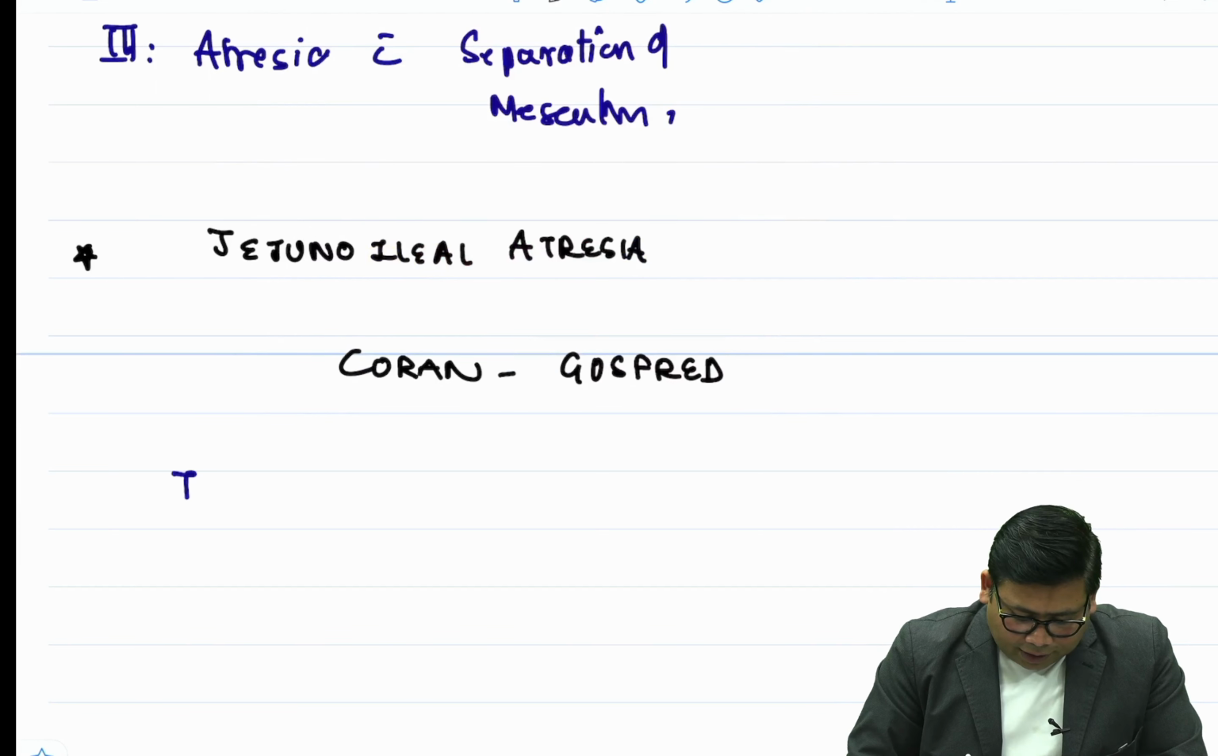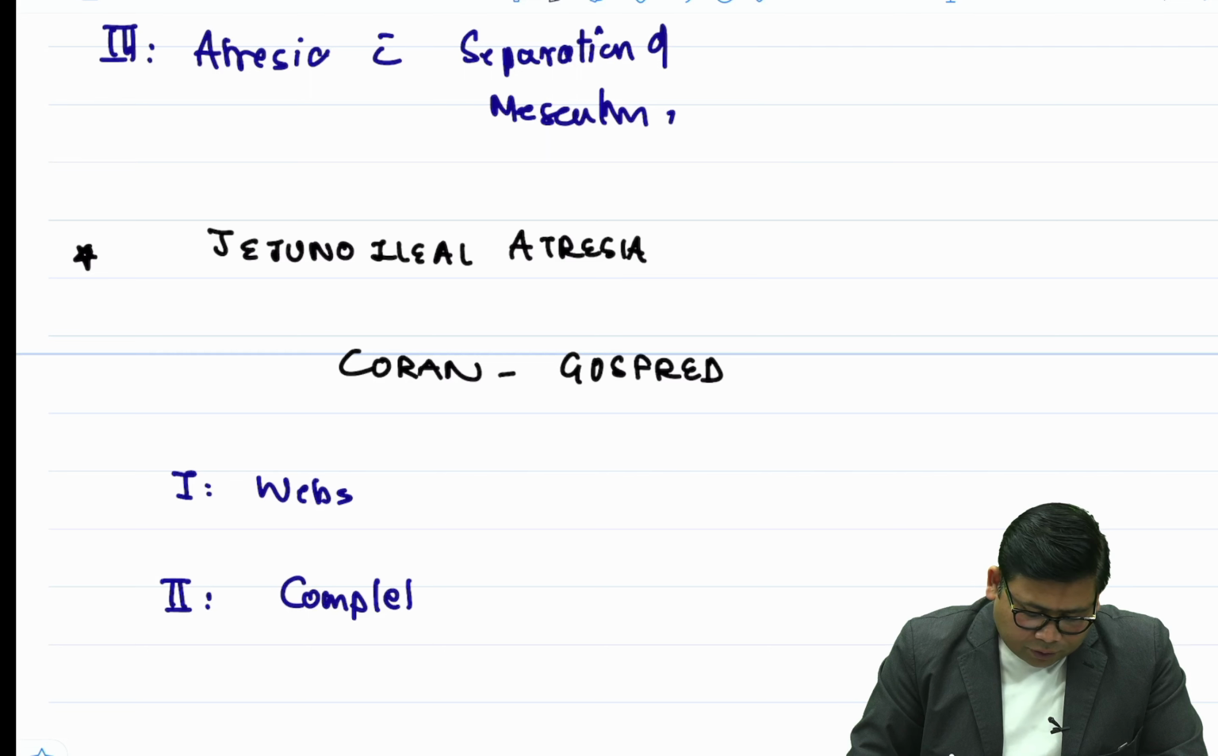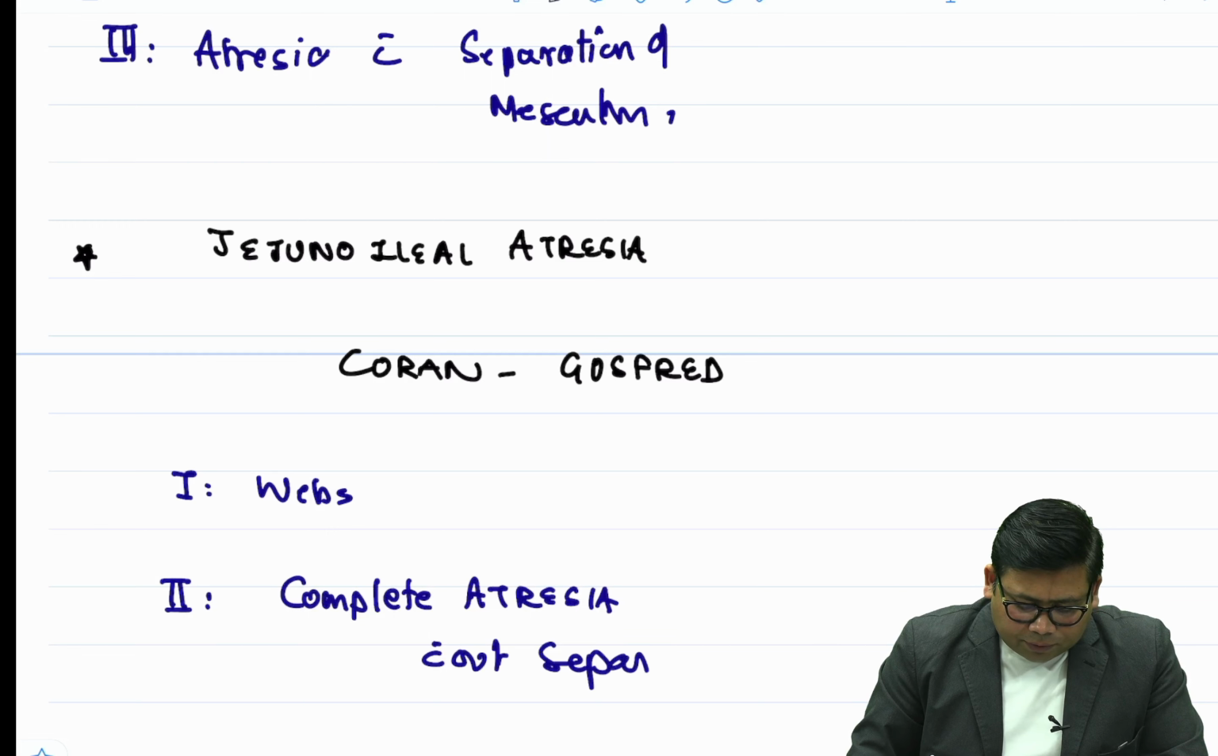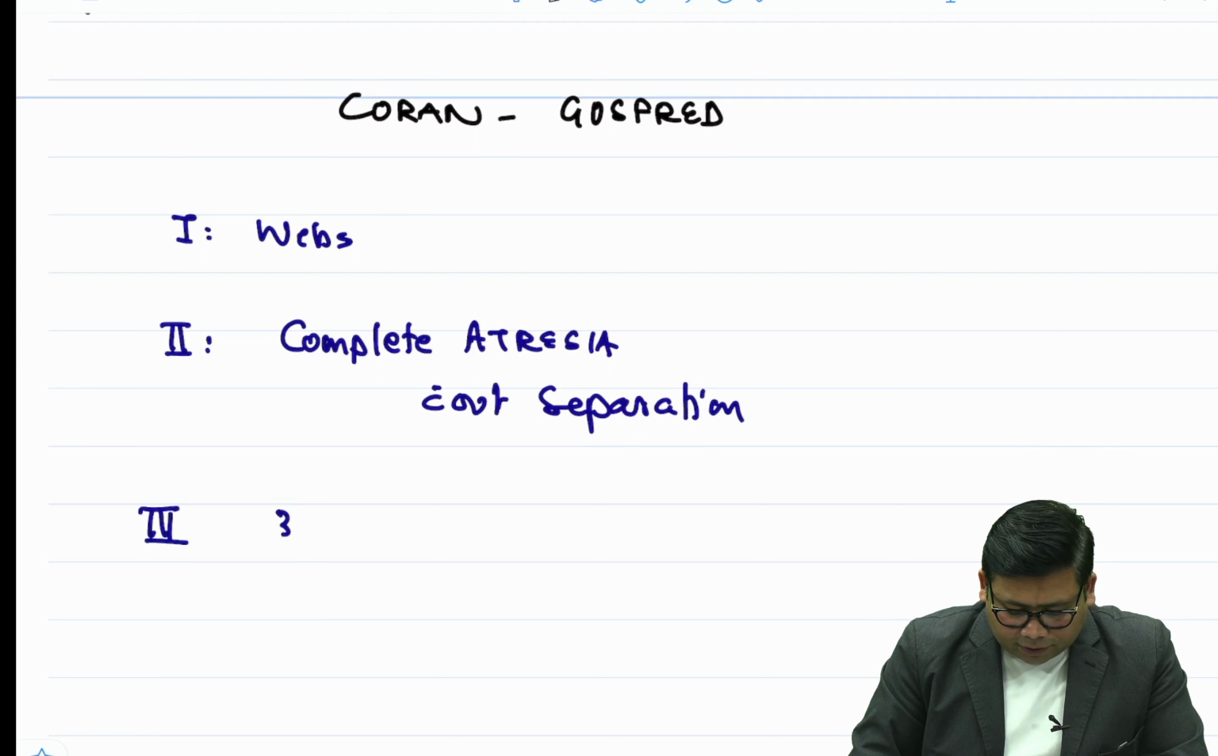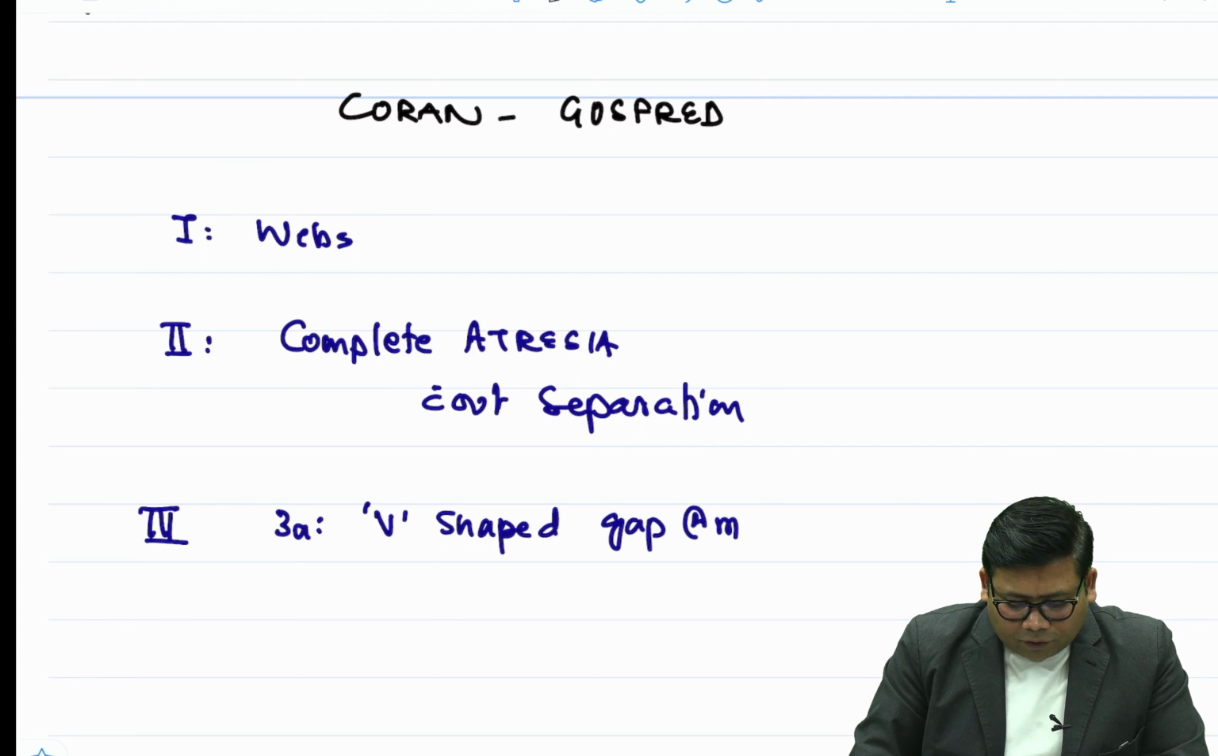What is that? Type 1 is the presence of webs. Type 2 is complete atresia without separation. You must be knowing this. Type 3 is again of two types. You must be knowing that. Type 3 is further divided, with 3A having a V-shaped defect of the mesentery, a V-shaped gap at the level of mesentery.